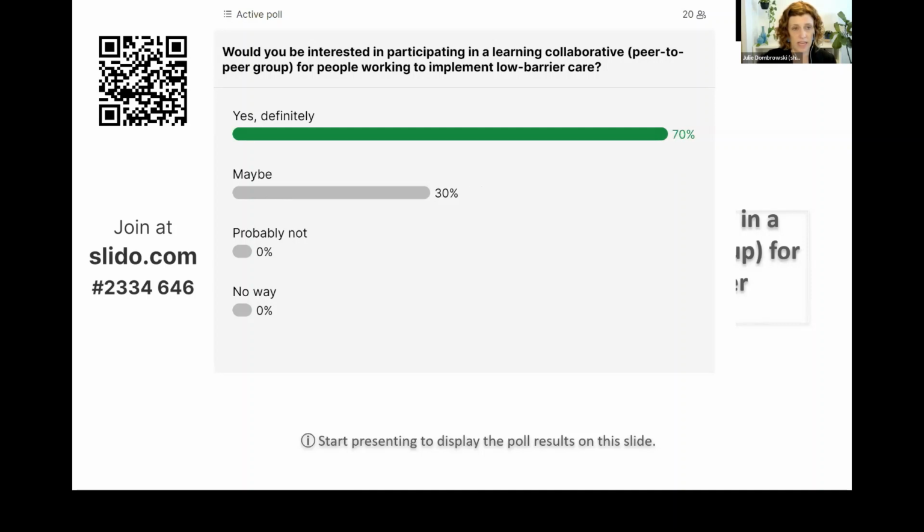And it looks like that is stabilizing with people saying yes, definitely, or maybe. So that's helpful to know. And I suspect some of the people who've answered here are doing low barrier care and may still be interested in having more interaction with other people who are working in low barrier care settings. So that is really helpful.